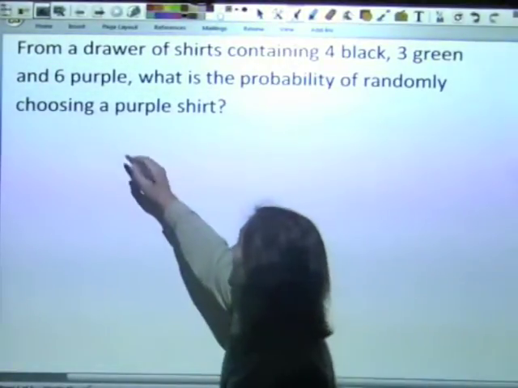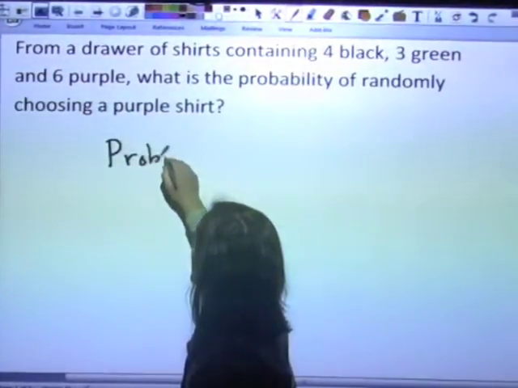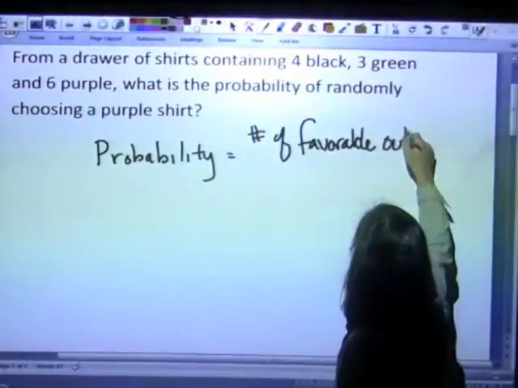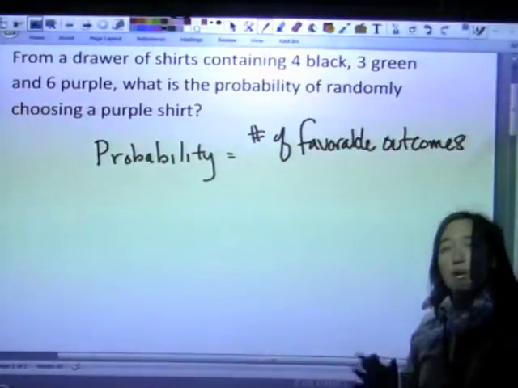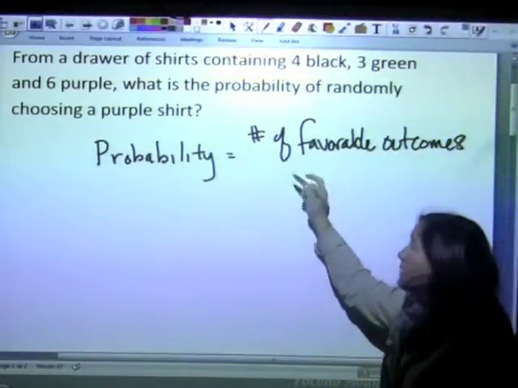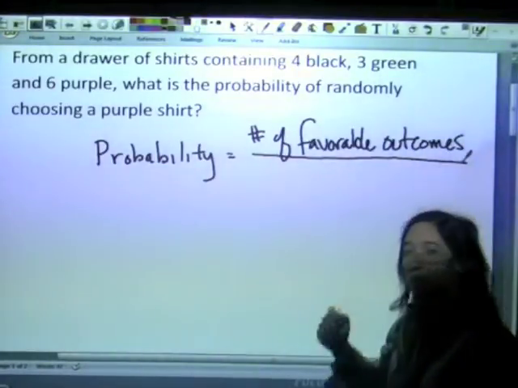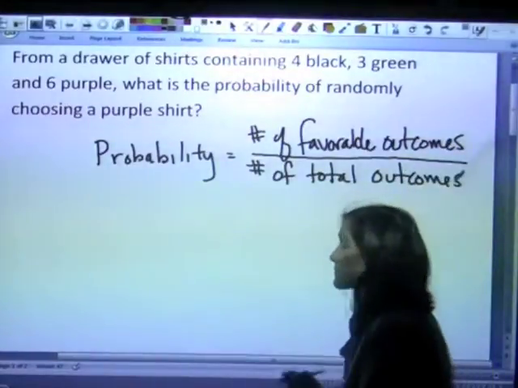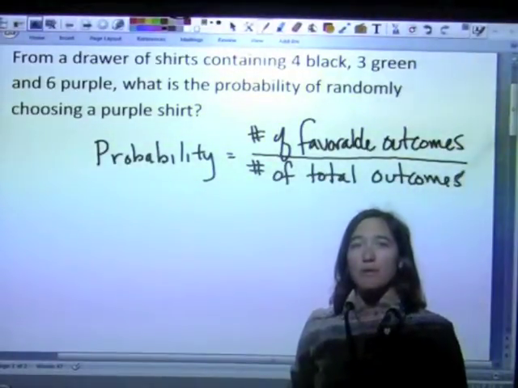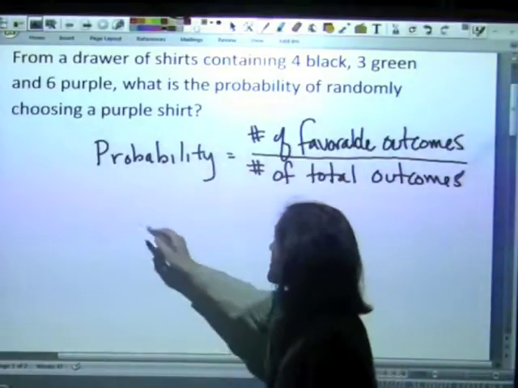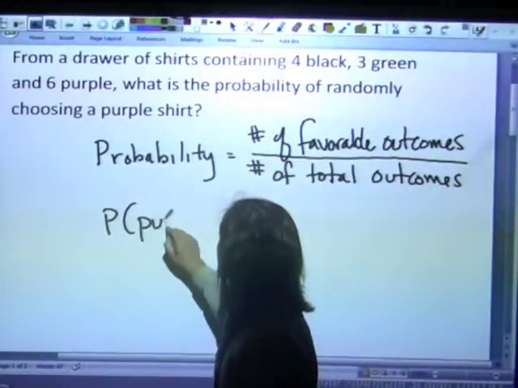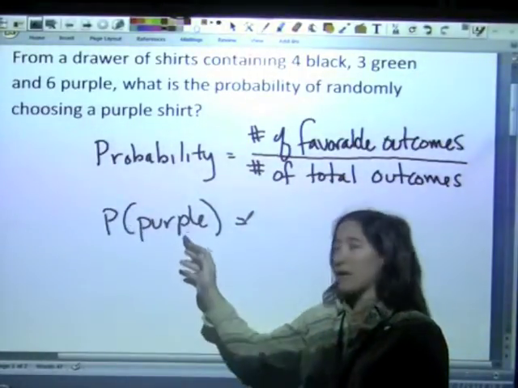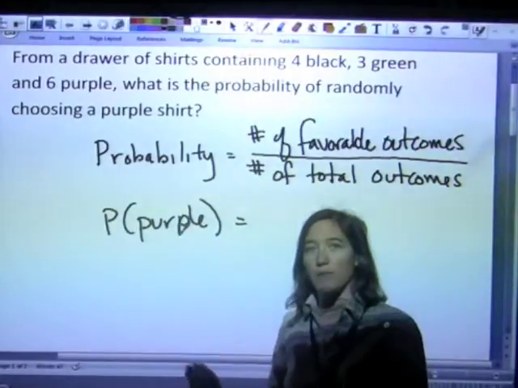When we look at probability, we are concerned with the number of outcomes. Probability is equal to the ratio of the number of favorable outcomes to the number of total outcomes, or total possibilities. In this example, my favorable outcome is a purple shirt. So I'm looking to find the probability of purple. That's the notation that we use for probability.